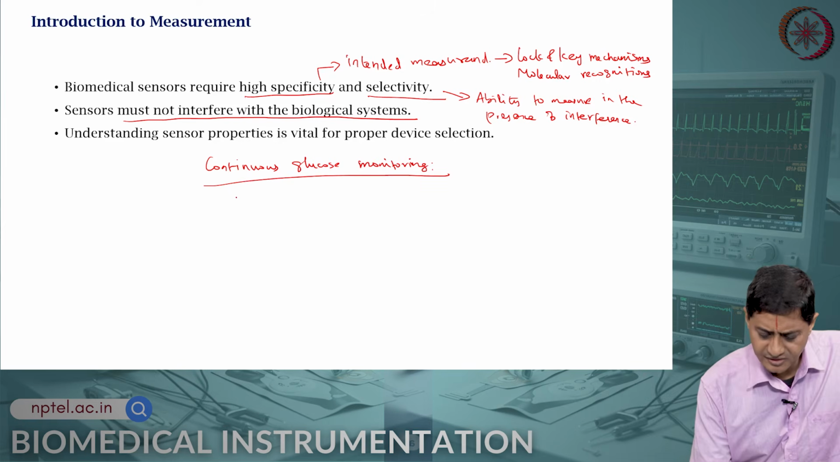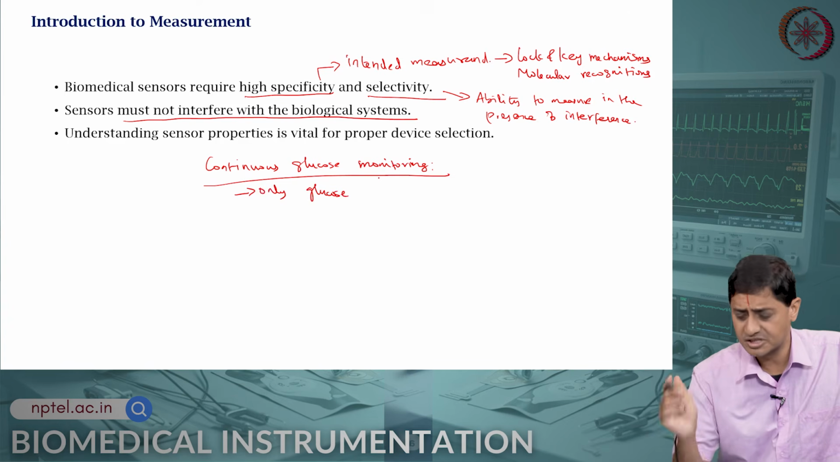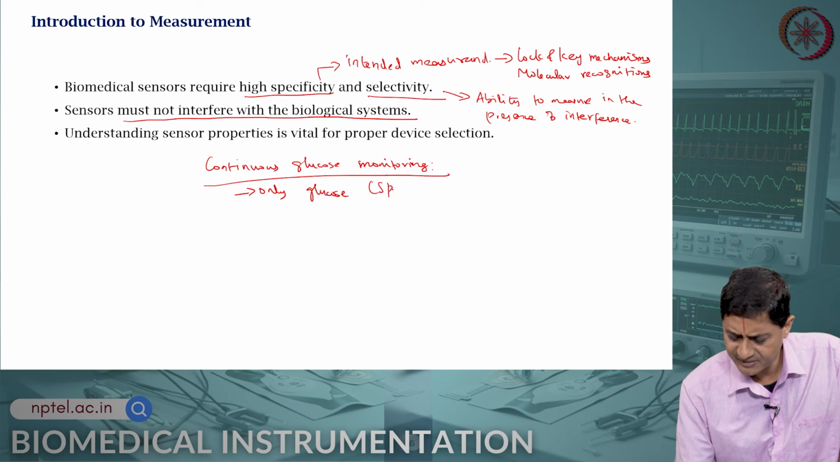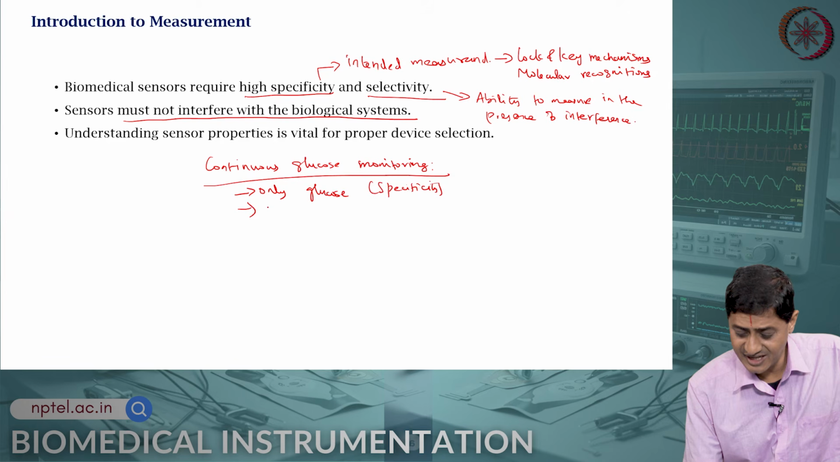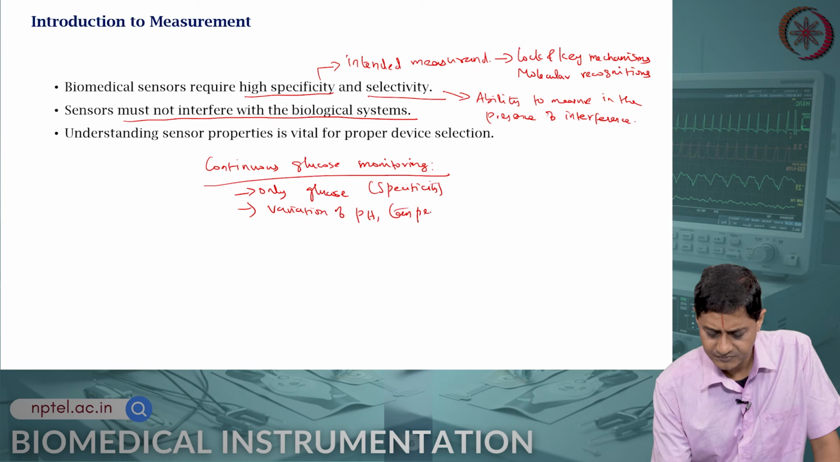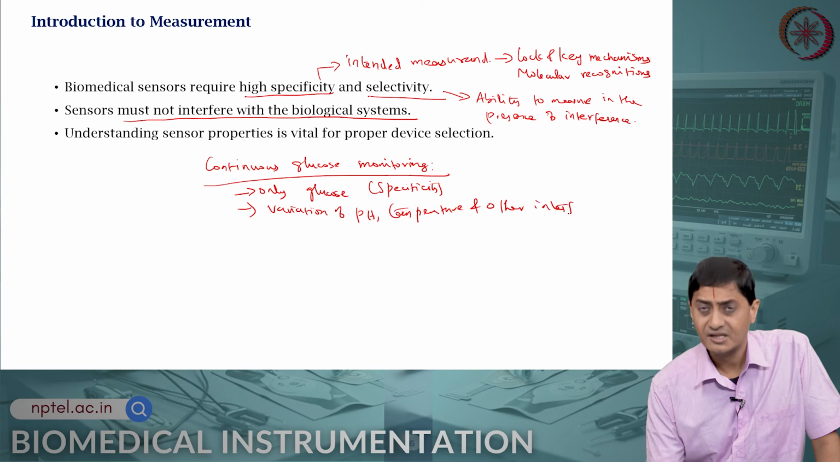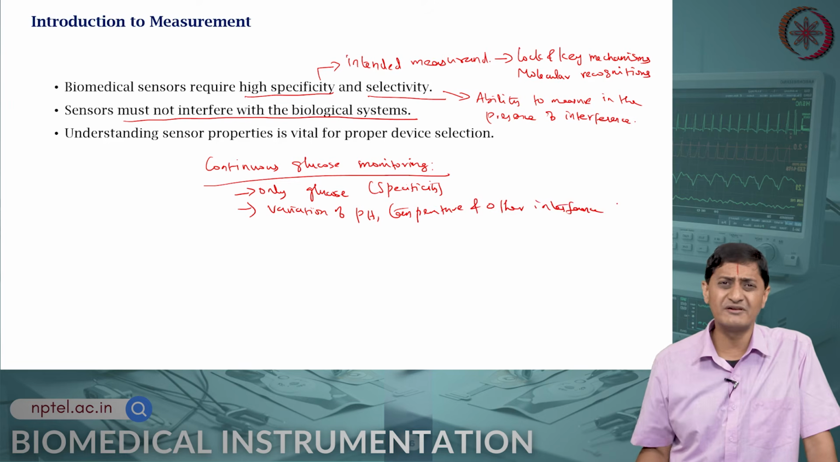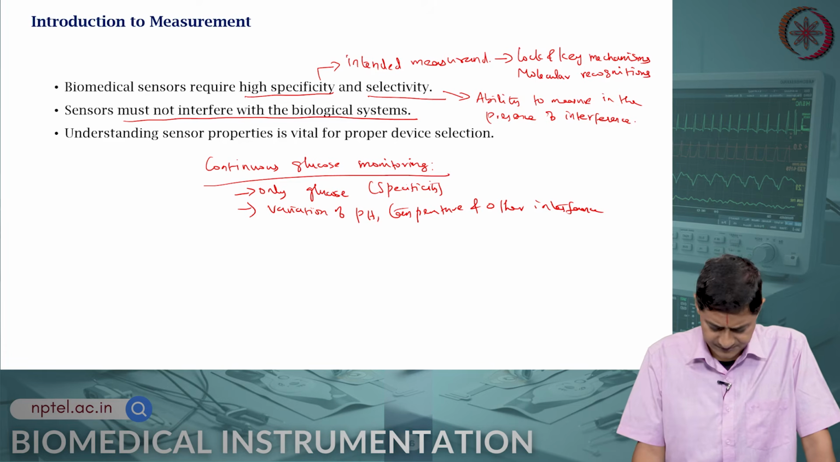Right. Then you are interested only in glucose. You are only interested in measuring glucose level, that is, having high specificity, in the presence of variations of pH, variation of temperature and other interferences, right. There might be other interferences, pH might be varying, temperature might be varying, but I am still interested in measuring glucose with high selectivity, right.